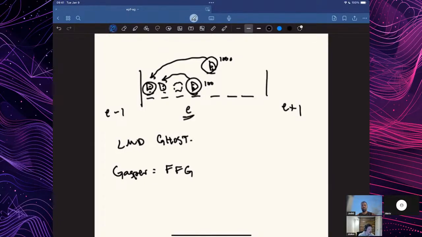E+1, within one epoch itself, we're also using this LMD Ghost protocol to figure out the actual tip of the chain. So when I go to produce the next block, I need to pick this block or this block. And Gasper is basically our particular instantiation of this consensus protocol that's FFG plus LMD Ghost.